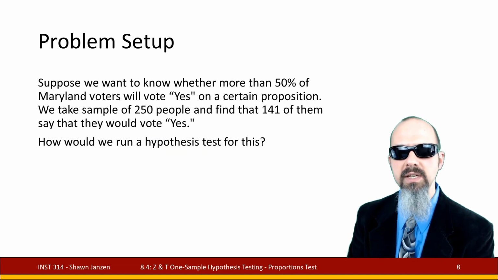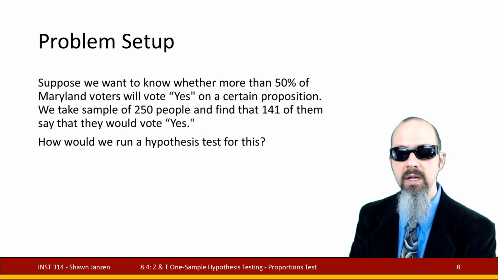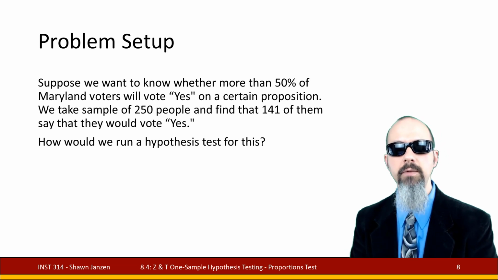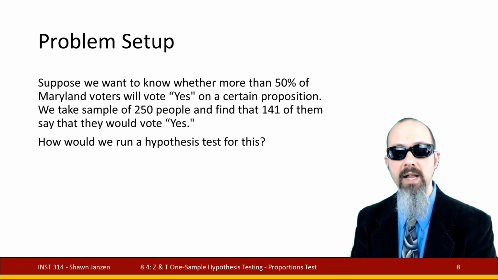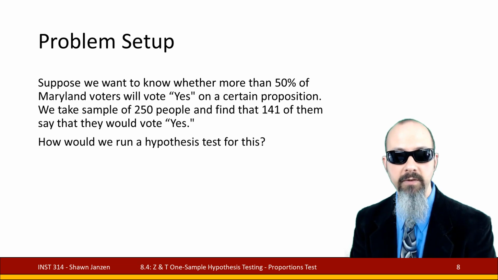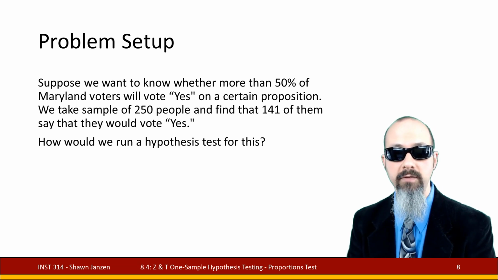Now let's go ahead and put this into an example problem and see how this works. Let's see if we want to know whether more than 50% of Maryland voters are going to vote yes on a certain proposition at the ballot box. We get a sample of 250 people and find out that 140 of them say that they would vote yes.